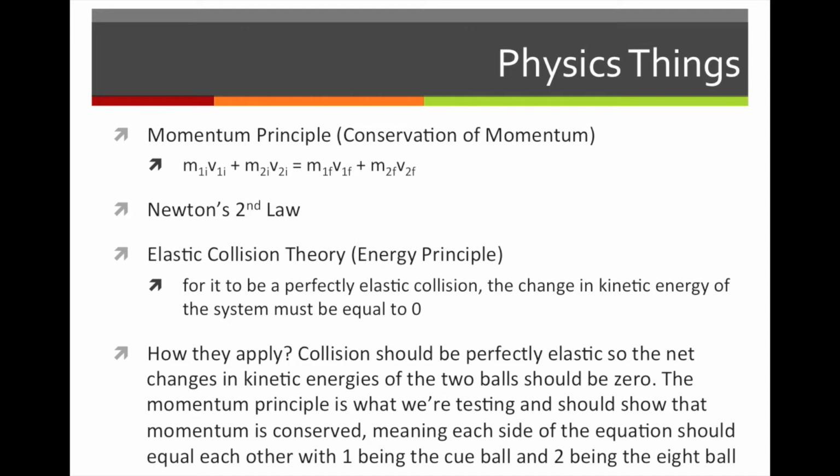The elastic collision theory says that for it to be a perfectly elastic collision, the change in kinetic energy of the two balls of the system must be equal to 0. So the change in kinetic energy of the cue ball and the change in kinetic energy of the 8 ball added together have to be equal to 0.